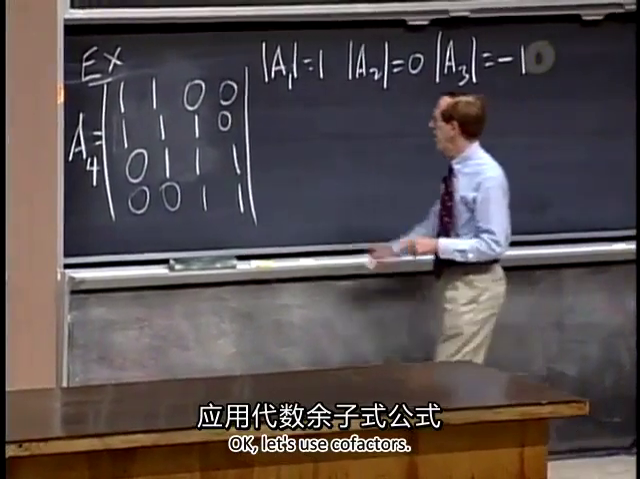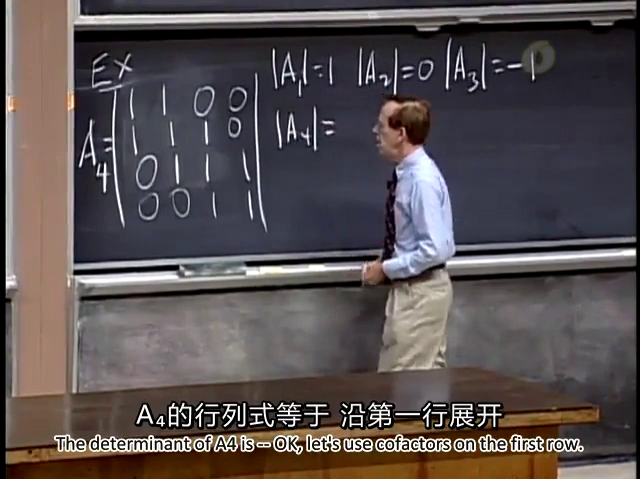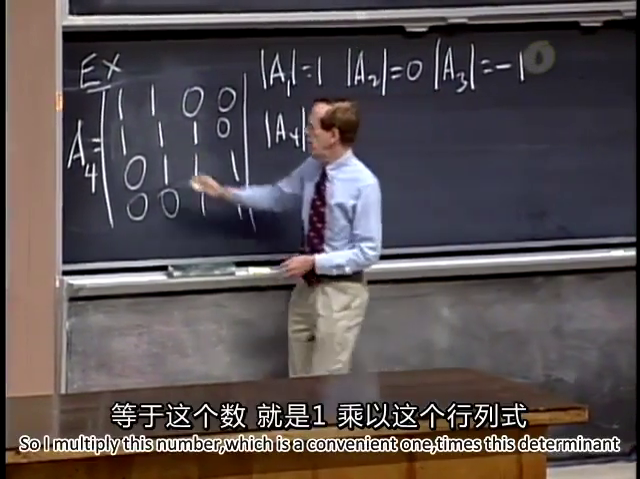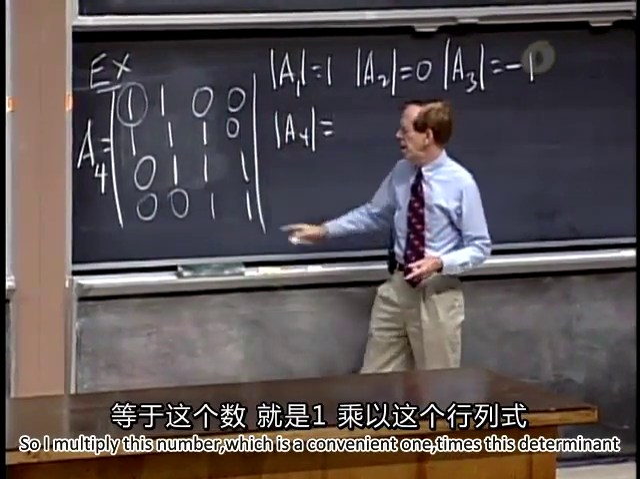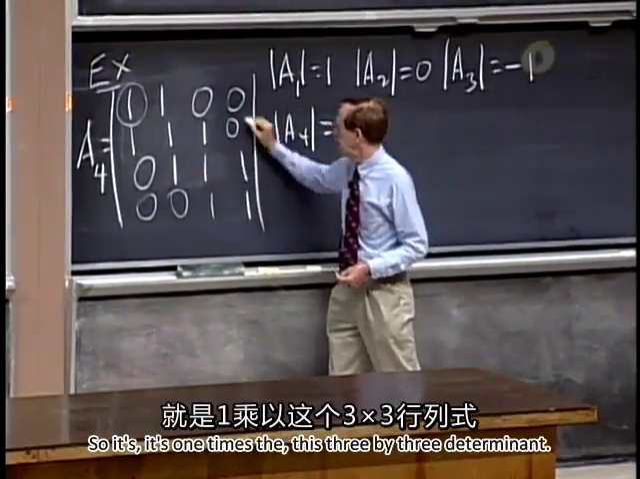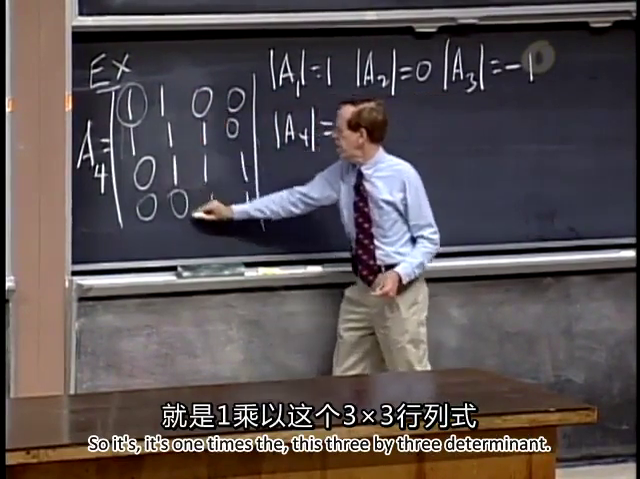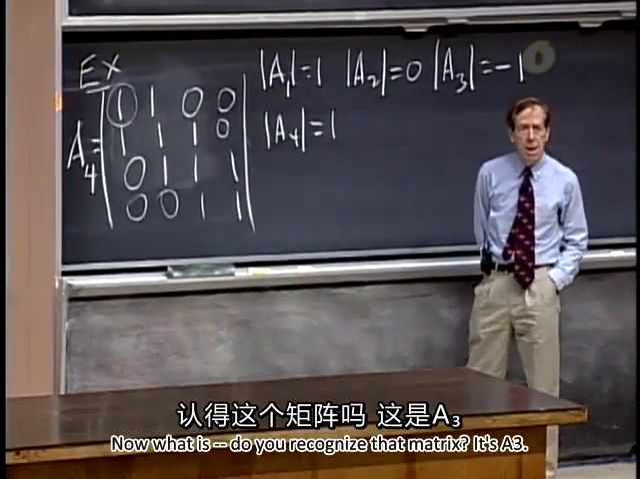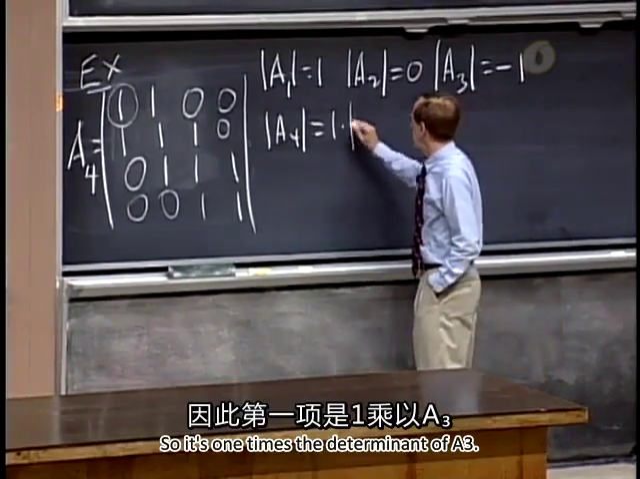OK, let's use cofactors. The determinant of A4, let's use cofactors of the first row. Those are easier. So I multiply this number, which is the convenient 1, times this determinant. So it's 1 times this 3 by 3 determinant. Now, do you recognize that matrix? It's A3. So it's 1 times the determinant of A3.